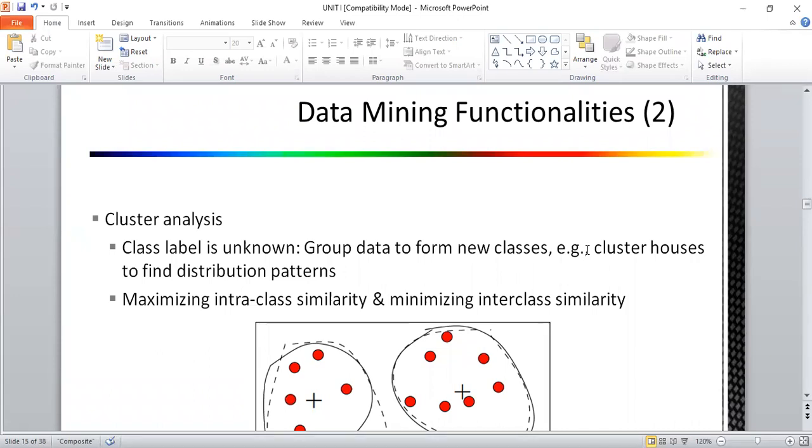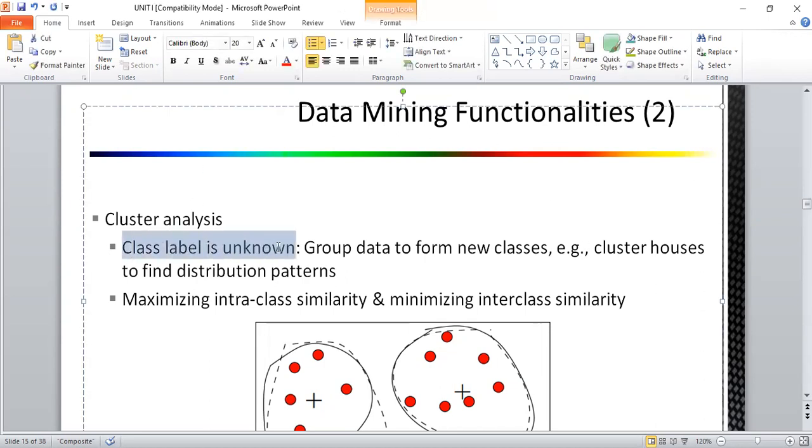Now, unlike classification and prediction, which we have discussed earlier, which analyze class-labeled data objects, clustering basically analyzes data objects without knowing the final class label. So that's why it is written over here, the class label is unknown in clustering. We will try to understand this clustering through an example.